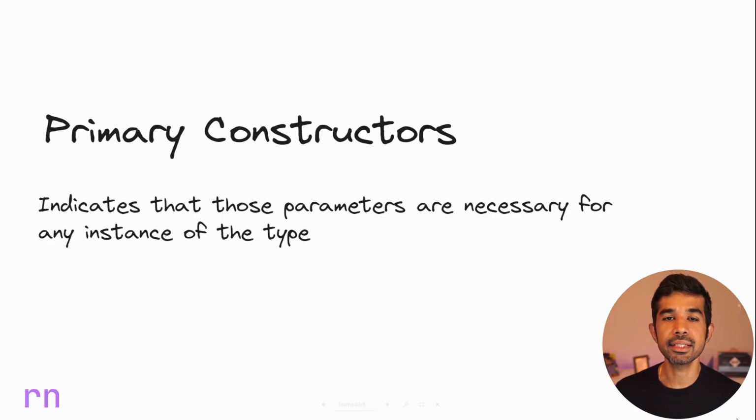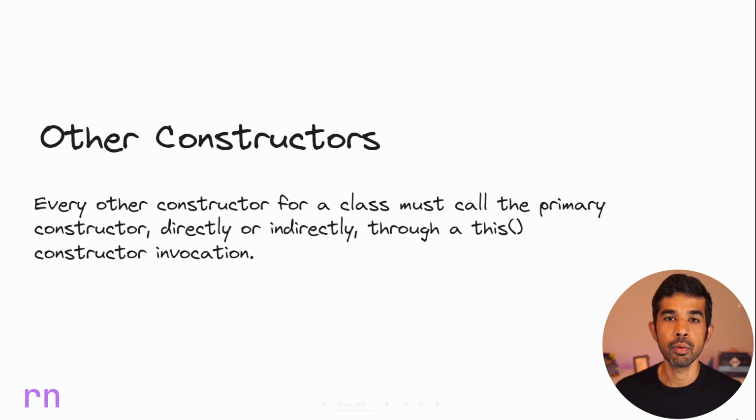Primary constructors indicate that those parameters are necessary for any instance of that type, which means you cannot avoid specifying those parameters since they could be used anywhere within that type. So it's mandatory to specify those values. When you already have a primary constructor, every other constructor for that class must call the primary constructor. This could be directly calling it or via another constructor which in turn calls the primary constructor. In the end, all that matters is that those two properties are explicitly getting set using the primary constructor. So let's see what this means in action.